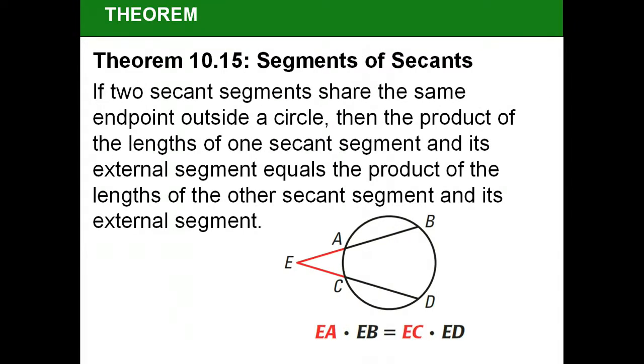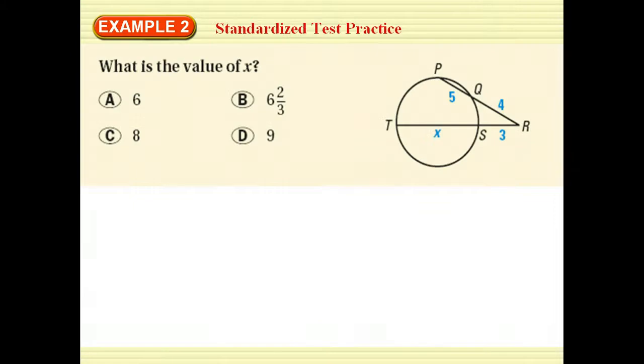Segments of secants. If two secant segments share the same endpoint outside a circle, then the product of the lengths of one secant segment and its external segment equals the product of the length of the other secant segment and its external segment. Now notice what I'm doing here. I'm doing EA times the entire thing, EB. Not the two sections as we did when it was chords, but the entire length of EB times the external part. So external times whole on both of those.